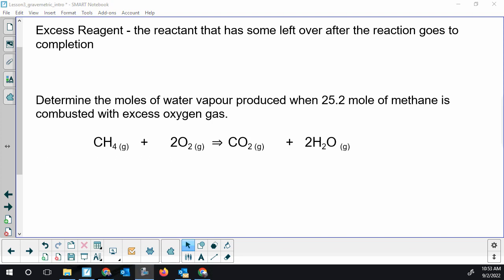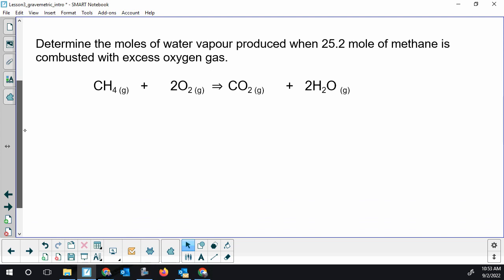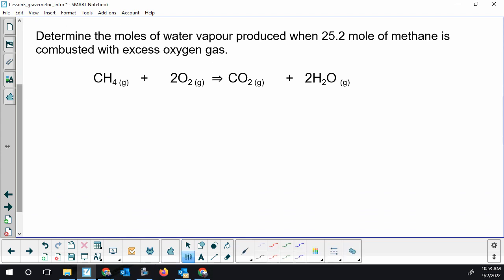The strategy I'm going to use to solve this is organizing everything in an ICE table. I, again, stands for how much do we have initially at the beginning? What is the change, C, and then how much do I have at the end? And often the end is the answer to the problem I'm trying to solve.